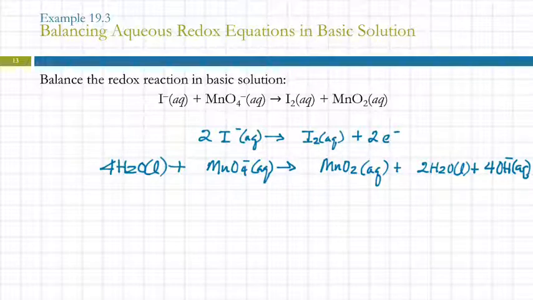So now I have -2 charge on both sides. In the bottom, I have 4 negatives here and 1 negative there. So if I add 3 electrons to this bottom half reaction, 3 negative charges plus 1 negative charge gives me -4 on the left, and I have -4 on the right.